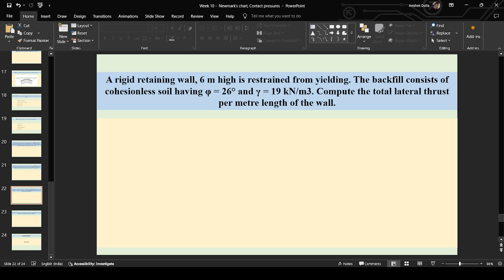I repeat the question. A rigid retaining wall 6 meter high is restrained from yielding. The backfill consists of cohesionless soil having phi equal to 26 degree and gamma, that is unit weight, equal to 19 kilonewton per meter cube. Compute the total lateral thrust per meter length of the wall. Okay. Last question.